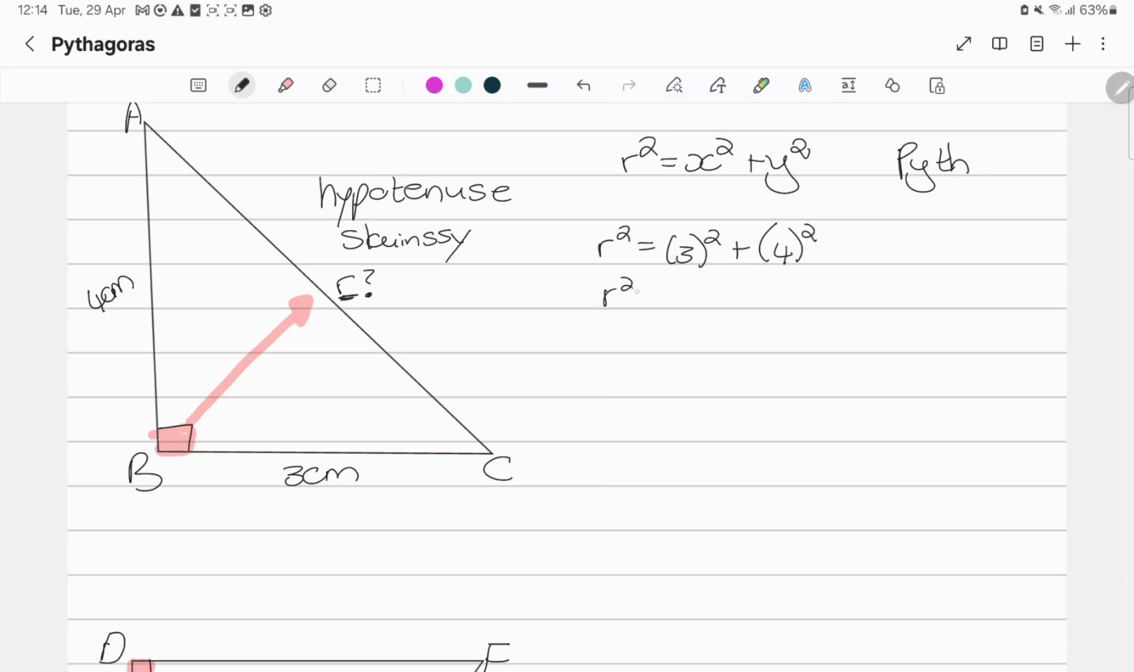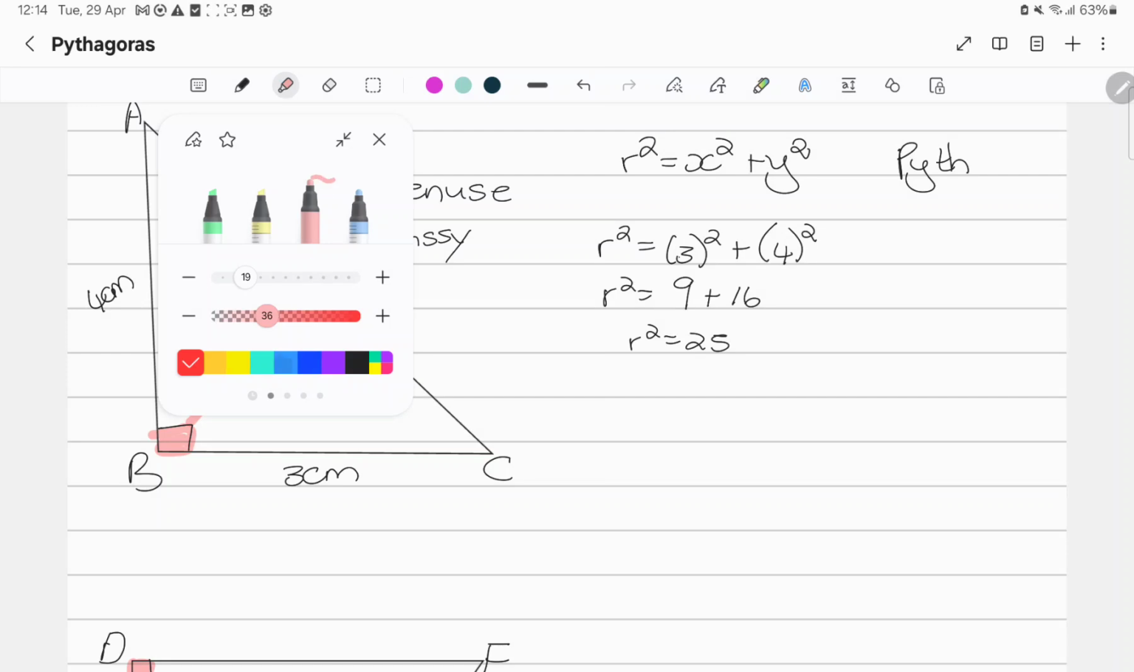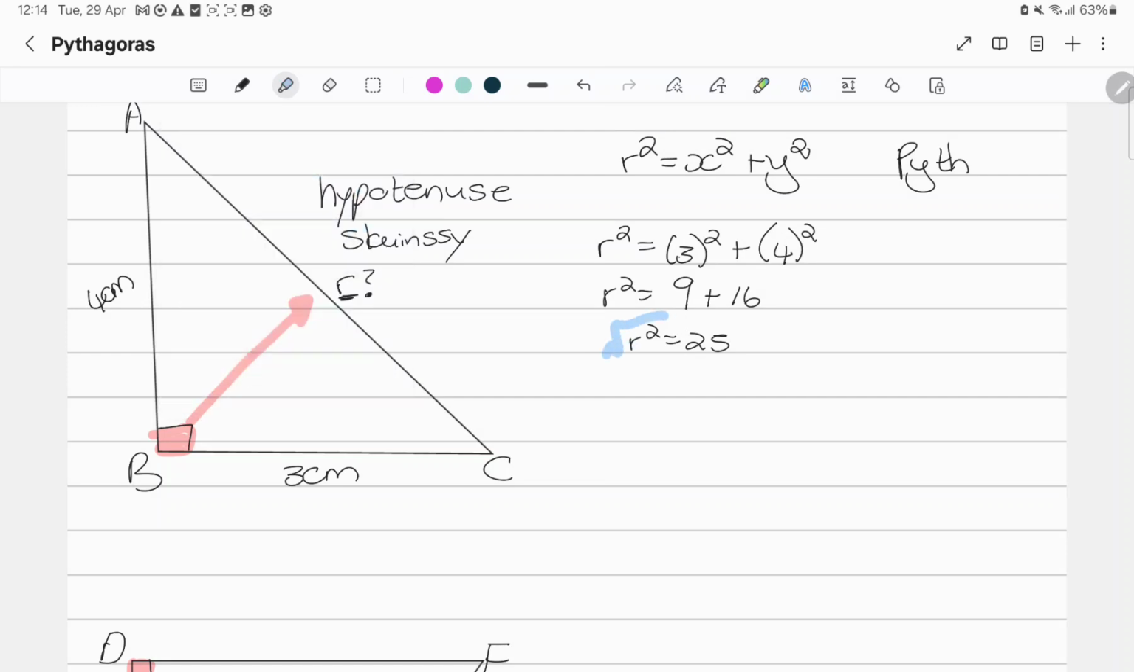Then you're just going to calculate that. So 3 to the power of 2 is 9, plus 4 to the power of 2 is 16. And if I add it together, I get 25. Now I need to get rid of my r squared. So remember, to get rid of a square, I have to put both sides into a square root, which then gives me r is equal to positive or negative 5. But in this case, you cannot have a negative length, so r is equal to 5 centimeters.